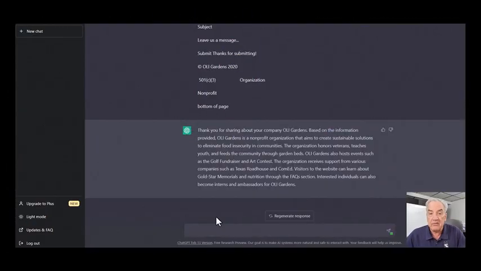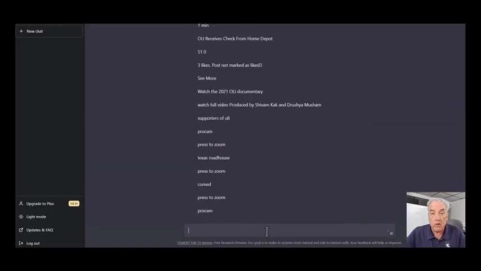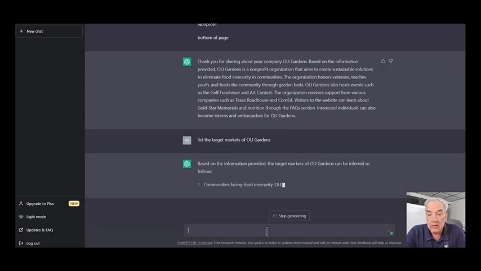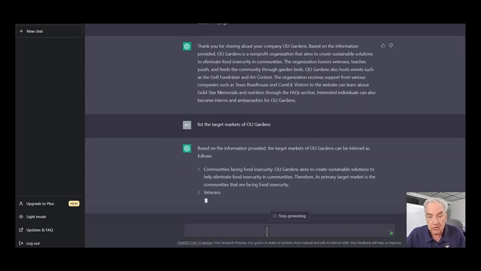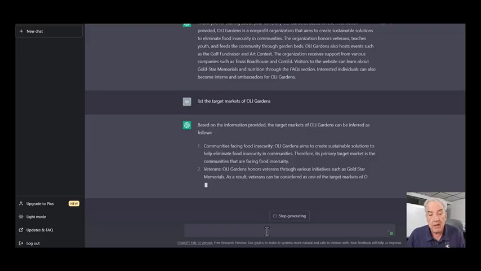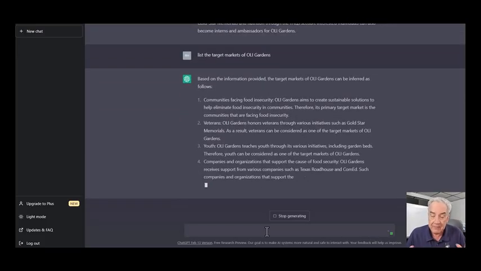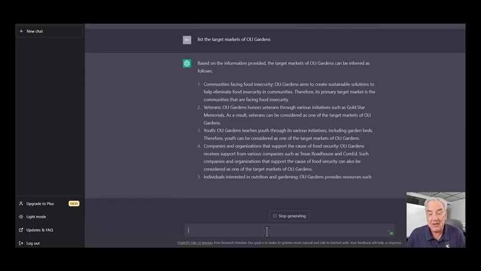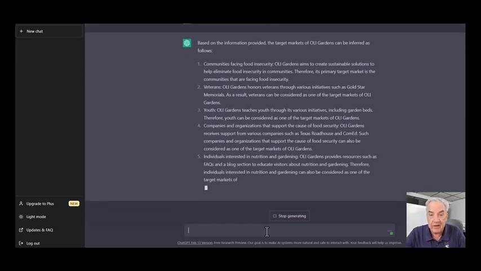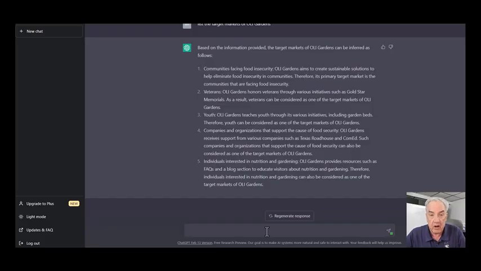So now I want to identify the target market, especially the donor markets that OLI Gardens might want to develop. The first thing I want it to do is list the target markets of OLI Gardens. When we're doing really interesting things, we can't just broadcast it out to all markets. So I want to find the ones that are going to be the best fit for any outside of the box idea that I want to develop into my hero content. So I asked it to list the target markets for OLI Gardens. Now I'm looking for donors.